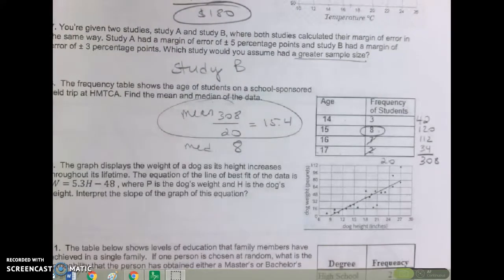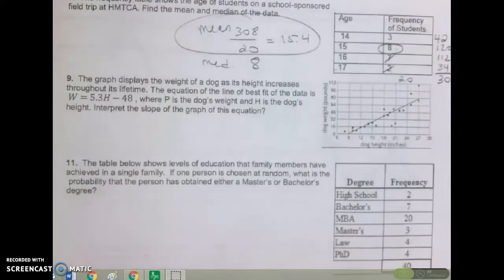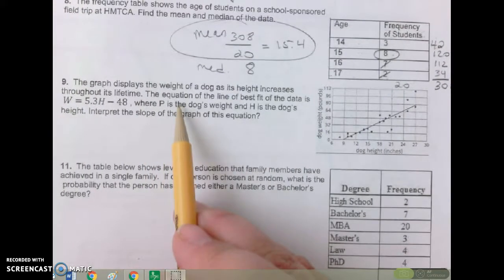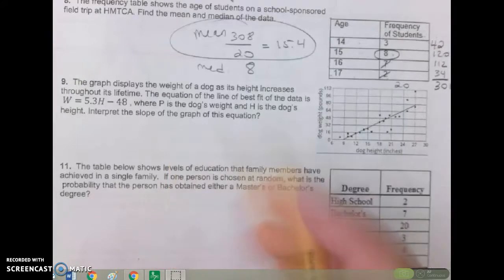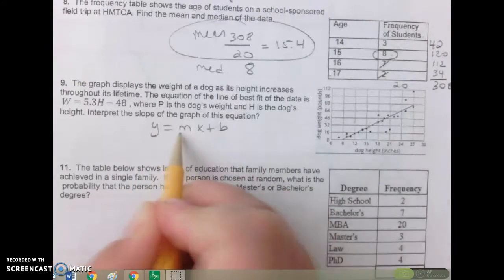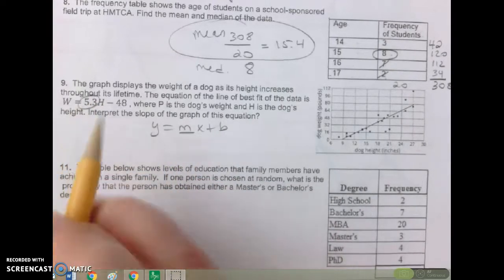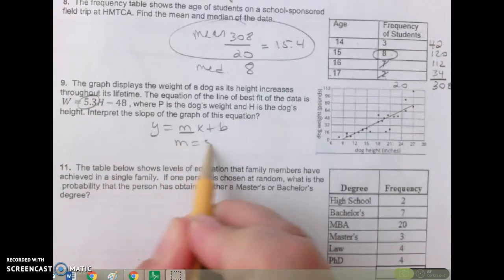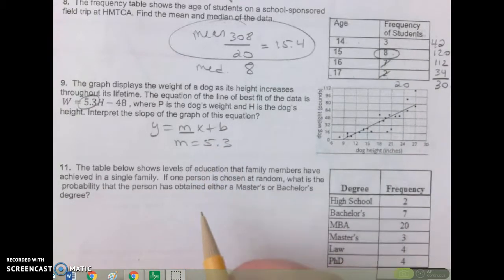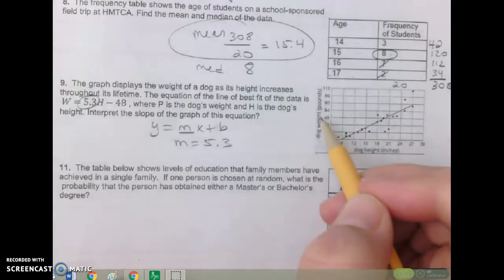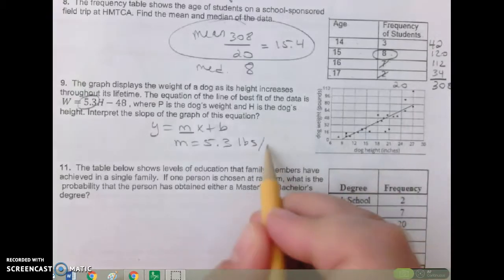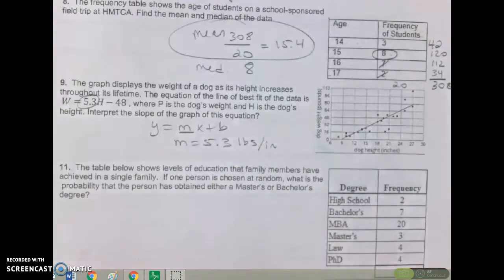Number 9, the graph displays the weight of a dog as its height increases throughout its lifetime. It asks me to interpret the slope of the equation. Well, first of all, I know the slope is the coefficient of the independent variable. So my slope here is 5.3. But the question is 5.3 what? And here's where, if you think about rise over run, I have my change in y, which is the weight over the height. So the dog is 5.3 pounds per inch.